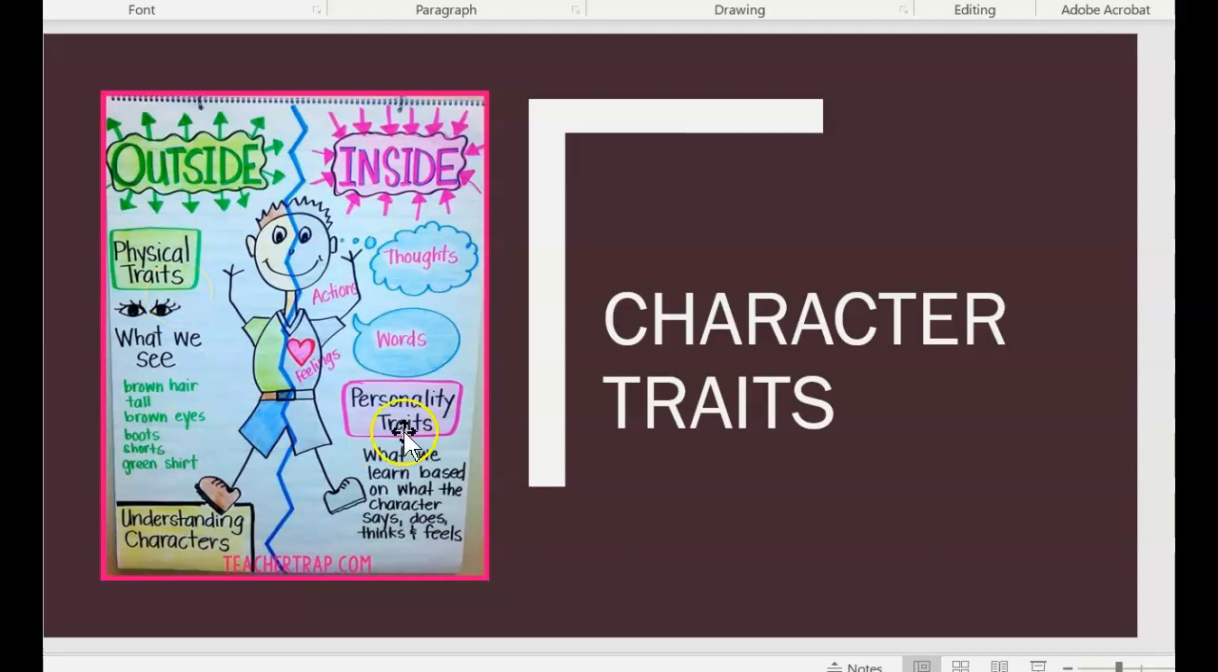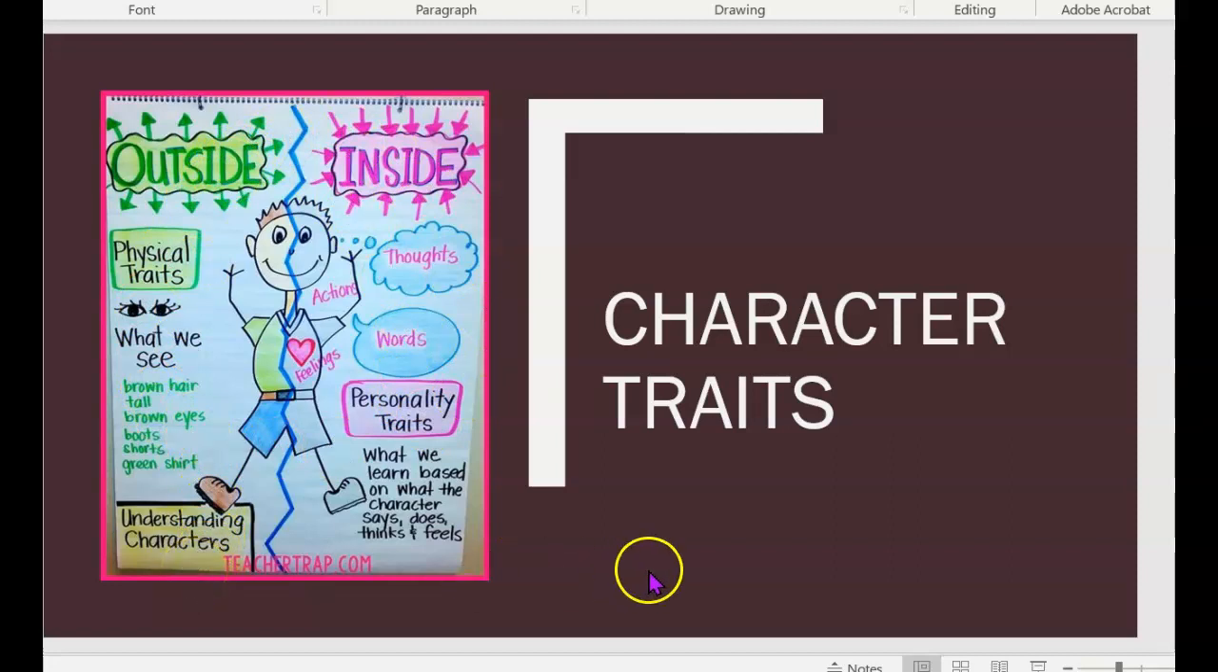The other way is personality traits. Personality traits, boys and girls, are what we learn about the character based on what the character says, what they do, what they think, or what they feel. So this could be the character's thoughts, the character's words, the character's actions, or the character's feelings. These are personality traits. Together, they help us understand characters.